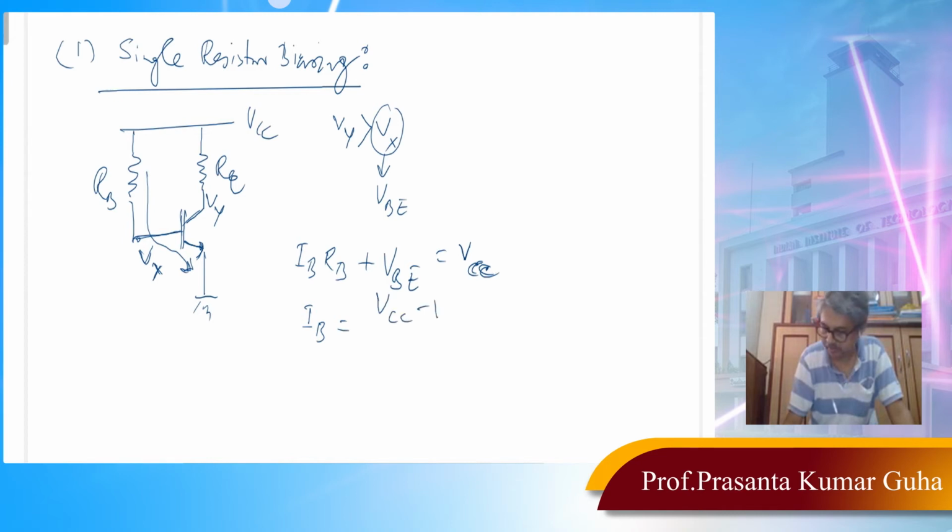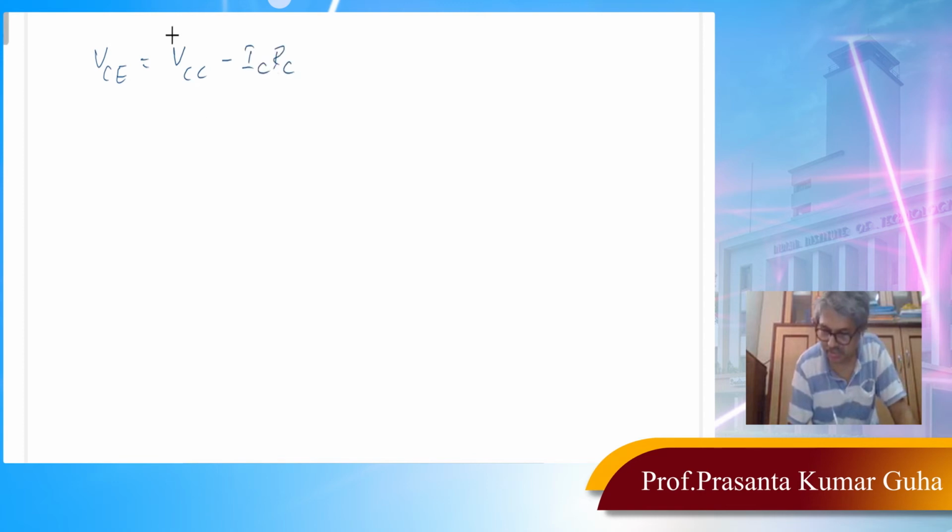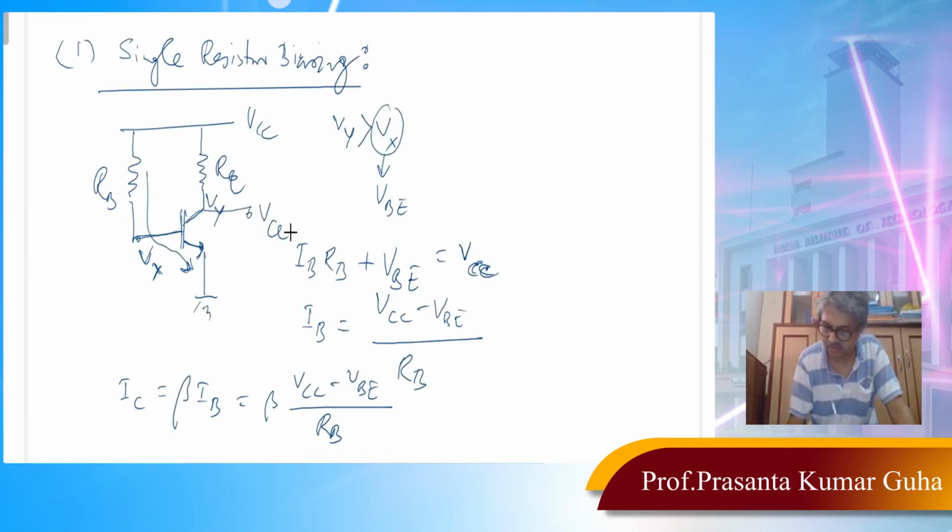So IB you can write this. Okay, so what about IC? IC is beta IB, we know, and that is beta times VCC minus VBE by RB. Okay, and corresponding VCE we can find out in the same fashion, because VC is VCC minus IC RC. Because VC is here, this is your VCE.